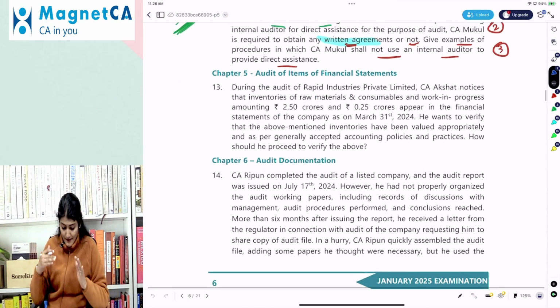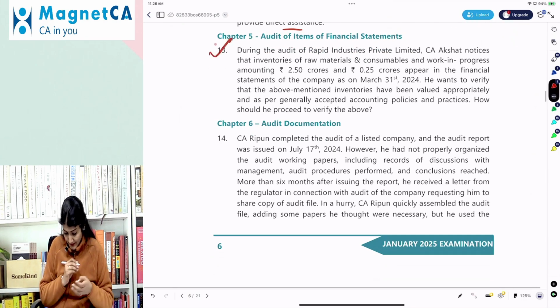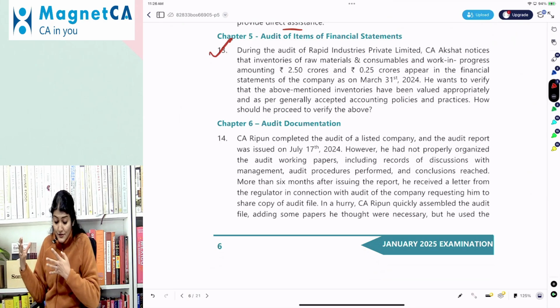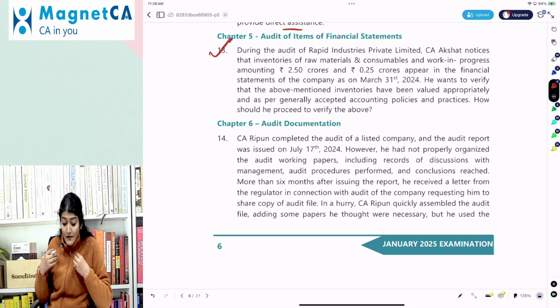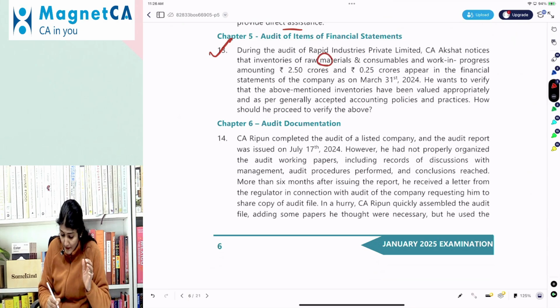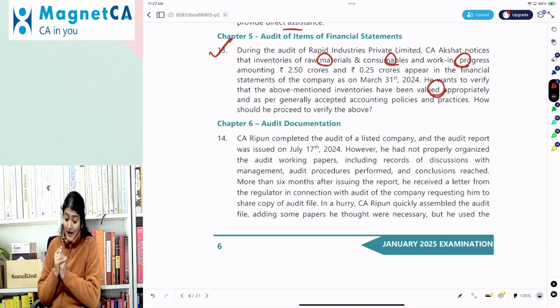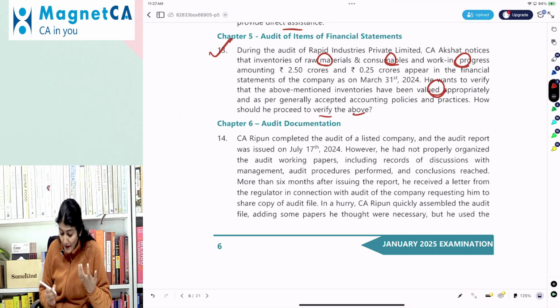Okay. Coming to the next one, chapter number 5, items of financial statement, question number 13. During the audit of Rapid Industries Private Limited, CA Akshat notices that inventories of raw material and consumable and WIP amounting to 2.5 crore and 0.25 crore appear in the financial statements of the company for 24. He wants to verify that the above mentioned inventories, raw material, consumable, and the work in progress have been valued appropriately and as per the generally accepted accounting policies and practices. How should he proceed to verify the above?